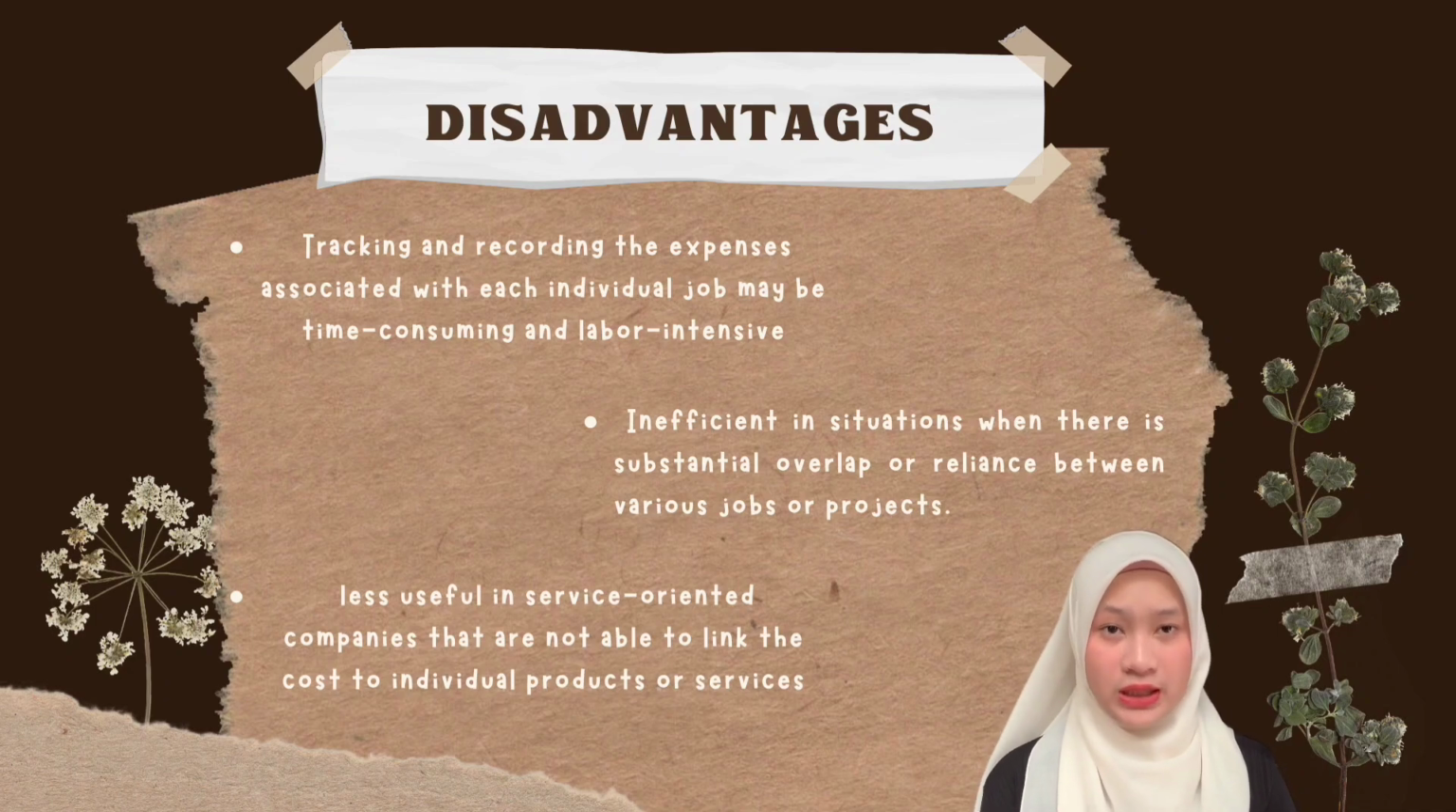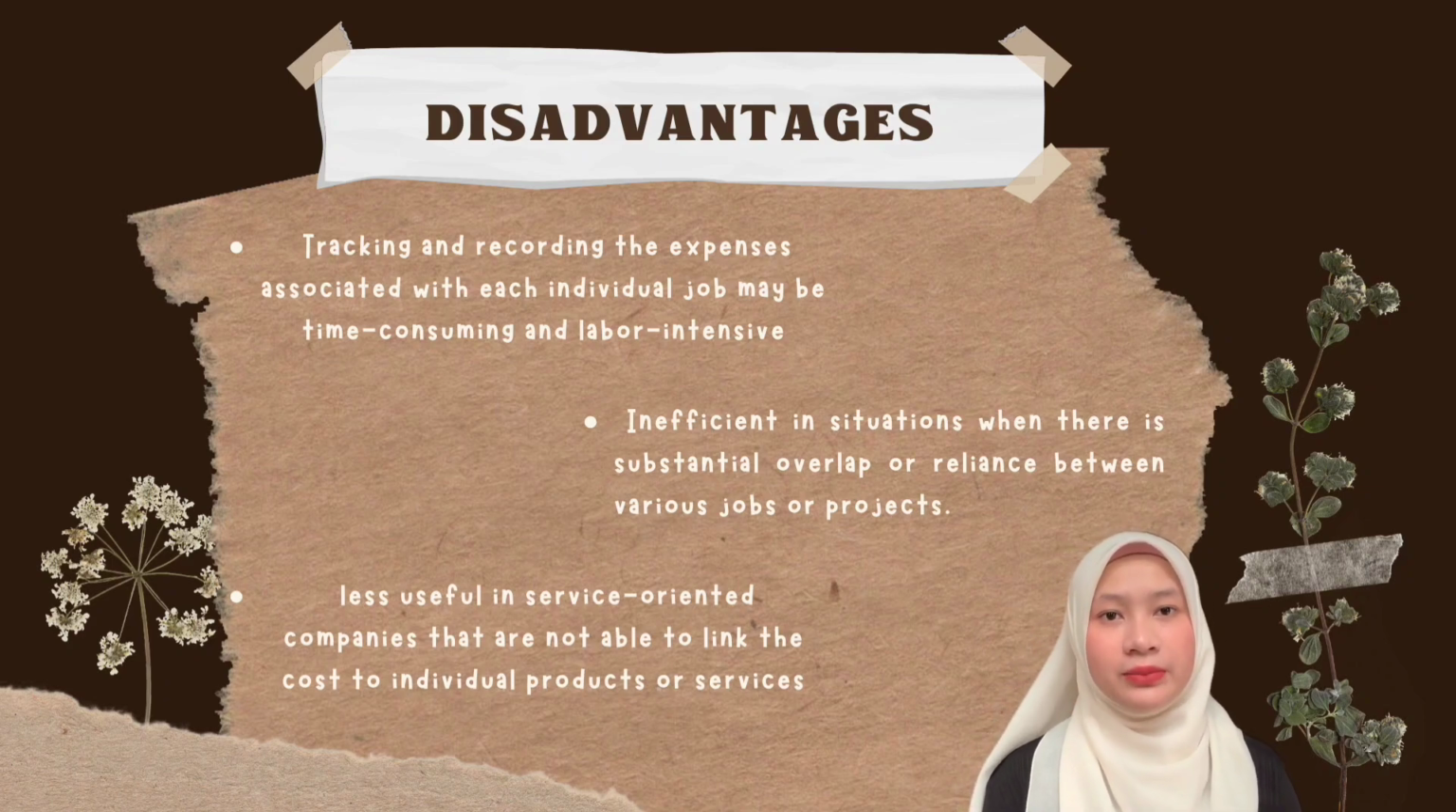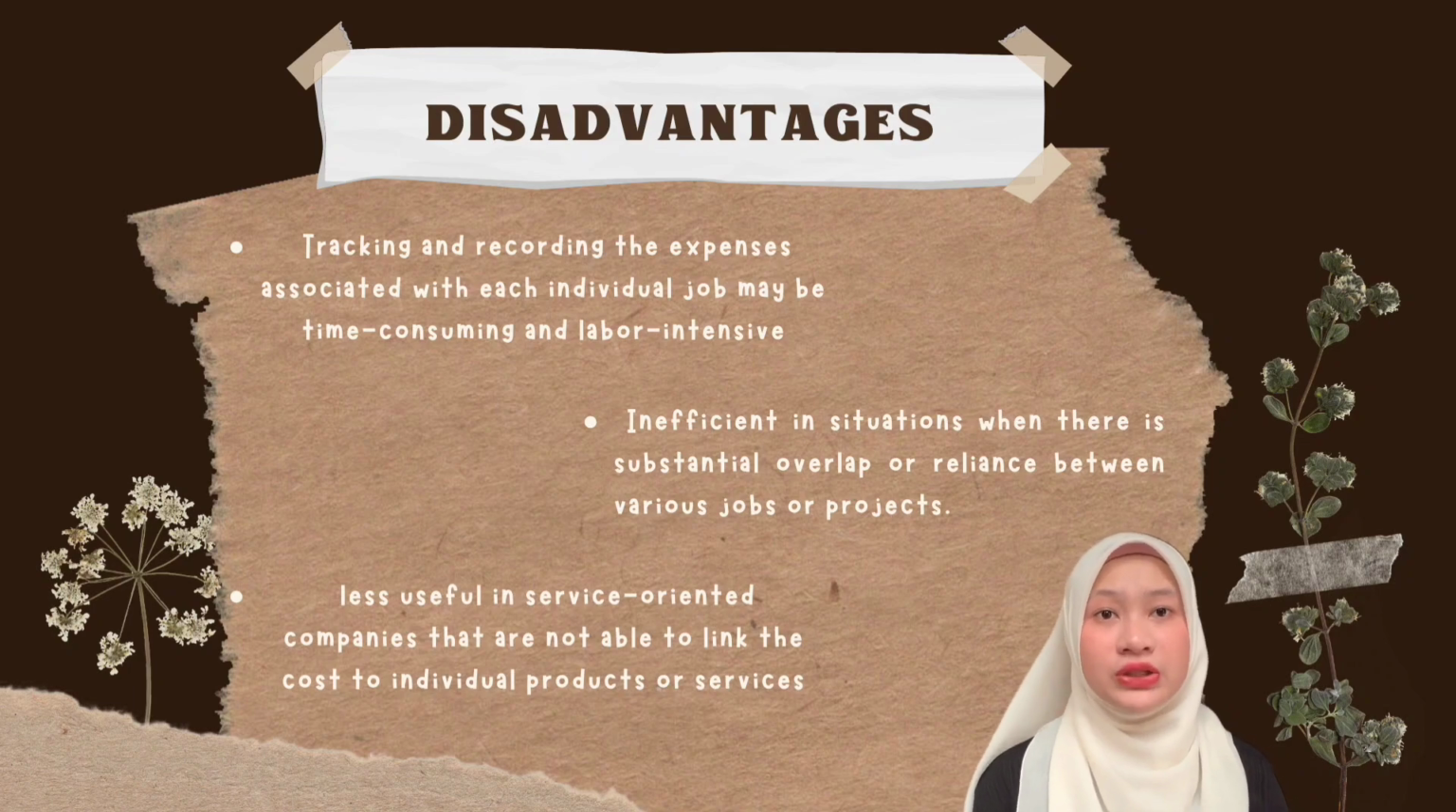Another one is that it may be insufficient when there is substantial overlap or reliance between various jobs or projects. For example, if a business manufactures numerous different goods that use identical materials or methods, assigning costs to projects might be challenging. This might result in a lack of accurate data about the actual cost of creating each product. Furthermore, job order costing can be less useful in service-oriented companies that are not able to link the cost to individual products or services. This is because service companies tend to be less tangible than product-based companies, making it more difficult to accurately track the costs associated with each job.